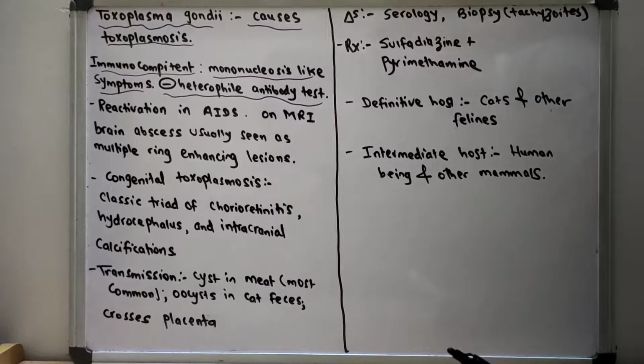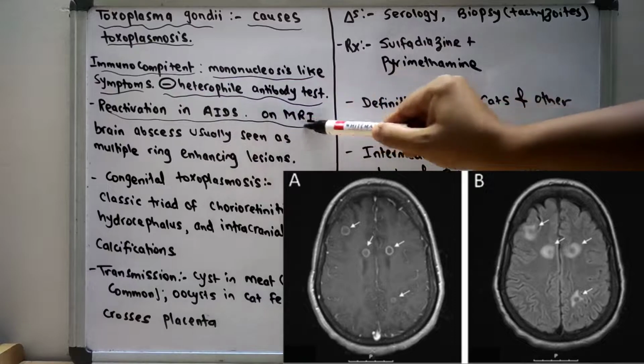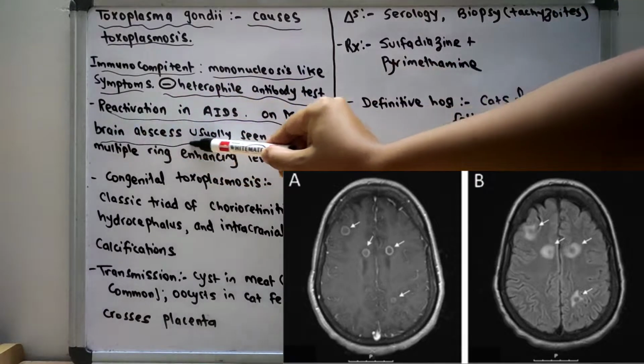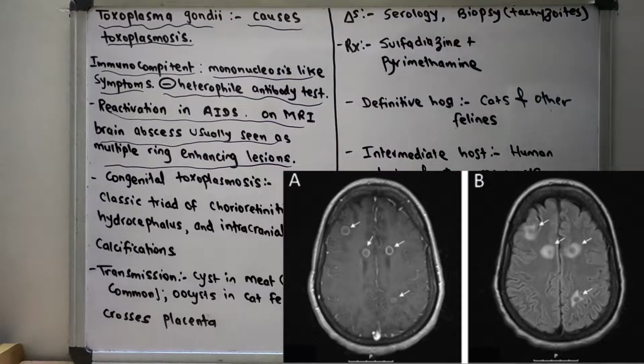But in the immunocompromised state such as HIV, there is reactivation, and on the MRI we can see brain abscess, usually seen as multiple ring enhancing lesions. So in the MRI you can also see the multiple ring enhancing lesions. This is the typical feature of the infection of Toxoplasma gondii in the brain.